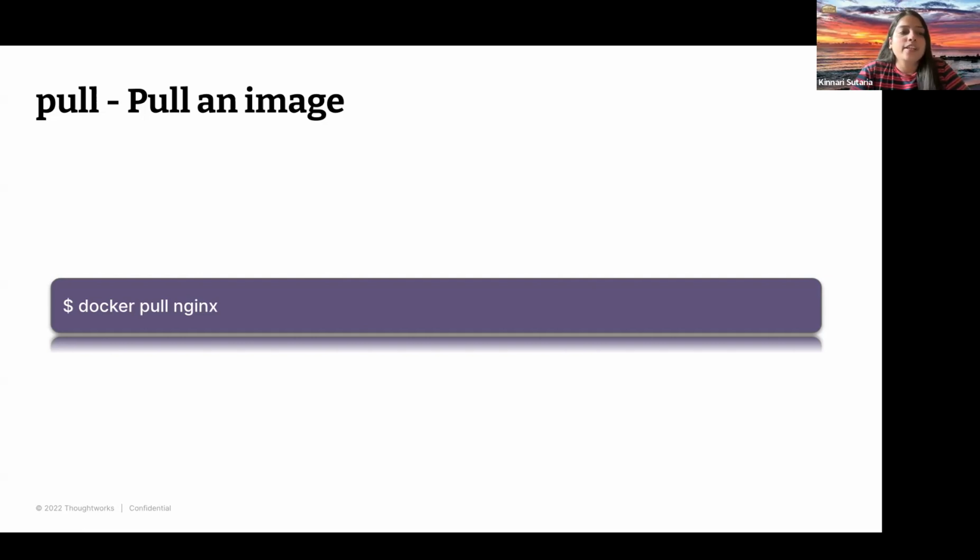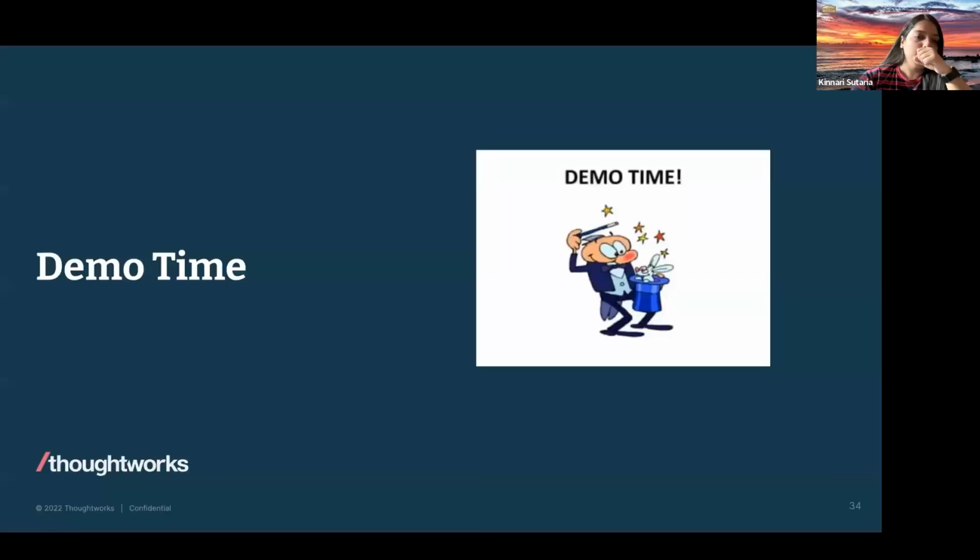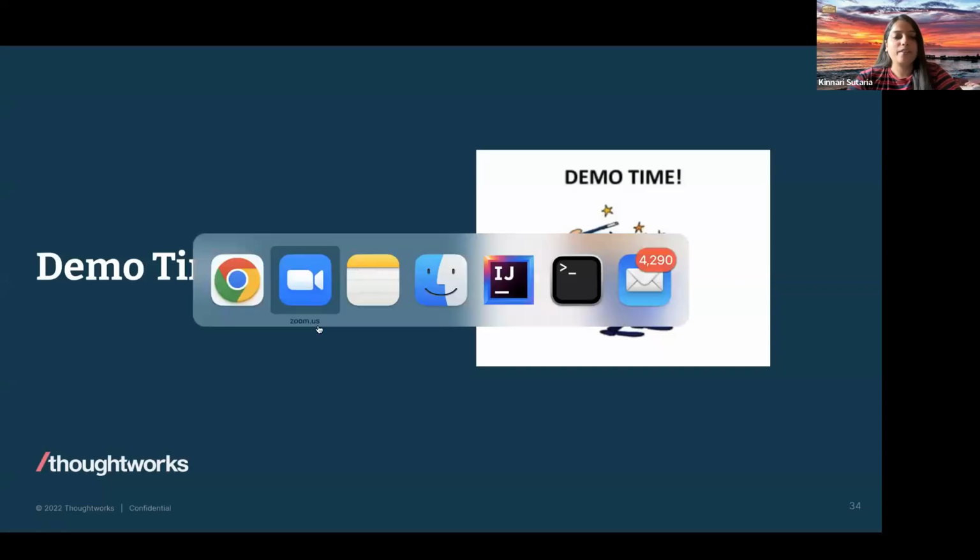Okay. So now the pull command. Why do we want the pull command? When we run the docker run command, what happens? It will first pull the image from wherever it is, local or Docker Hub, and then run it, right? Say, for example, I want to just have the image on my machine and run it later. That is why we have the pull command. Docker pull nginx will just bring the image and keep it on our machine. That's it. So now comes the demo time.